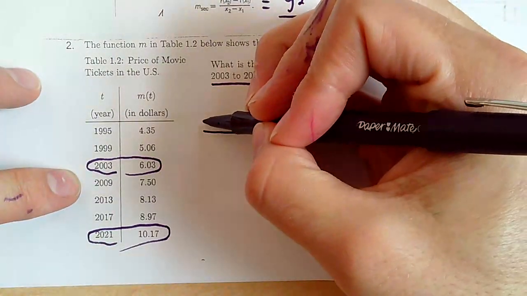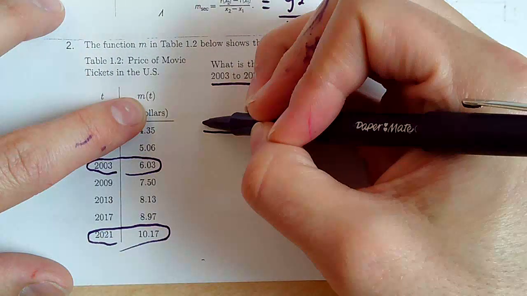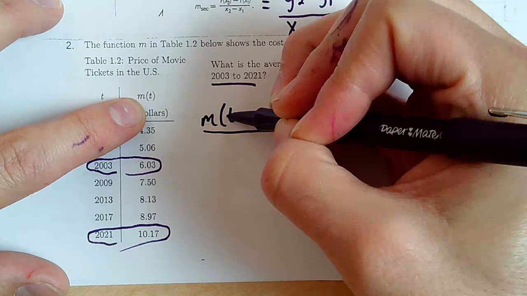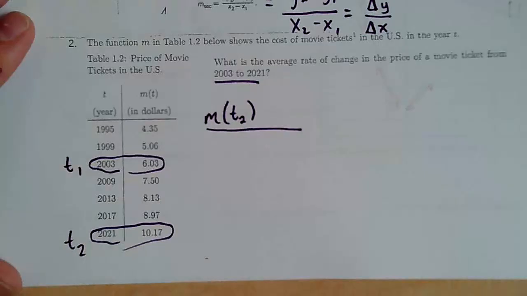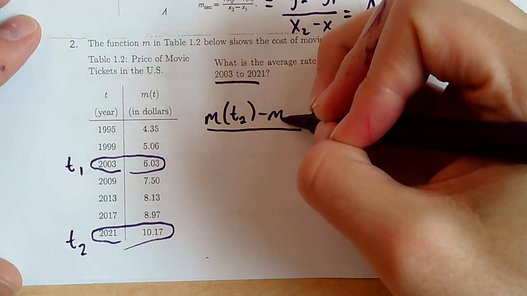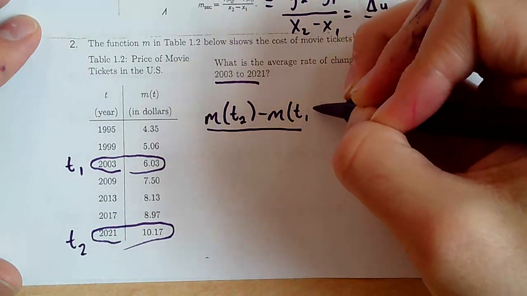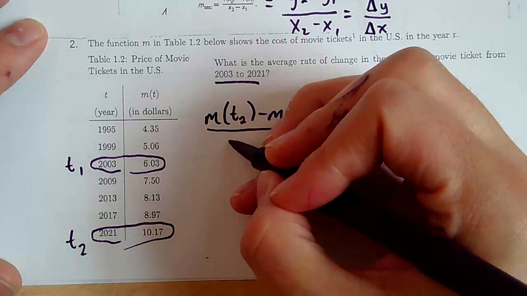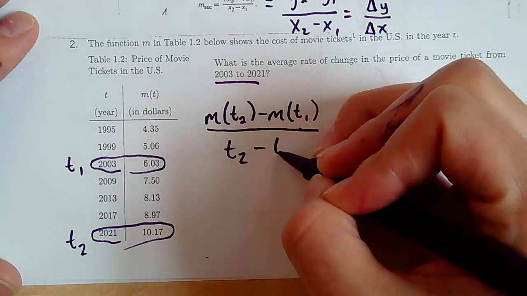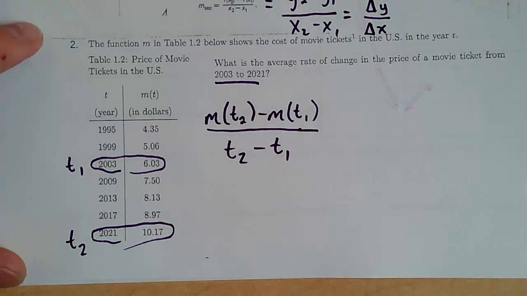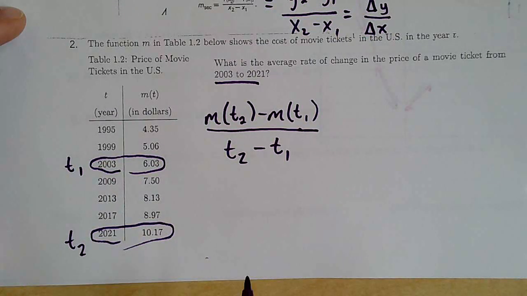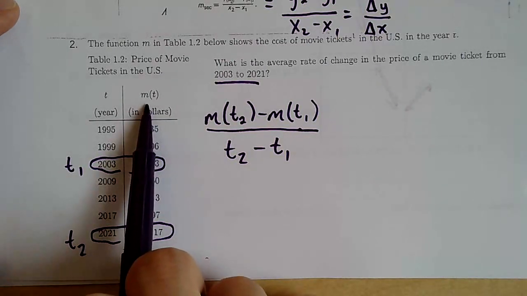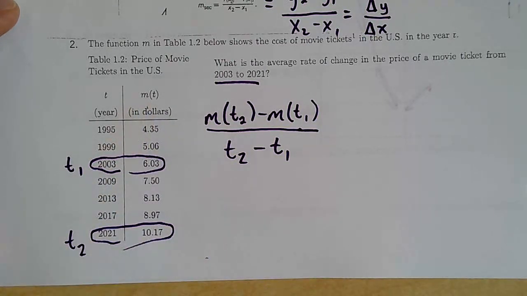So I need to figure out, okay, what was the movie ticket price for our second time? I'll say this is time 2, and this is time 1. Doesn't really matter which one's which. And then what is our movie ticket price for time 1? And along the bottom, we're just going to find the difference in those times. So again, we are looking at change in output divided by change in input. Usually that's y and x, but you can see this time it's a little different. We have t as our input, and then our output is called m of t.